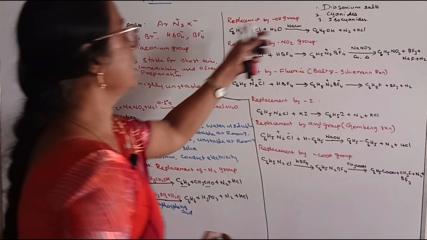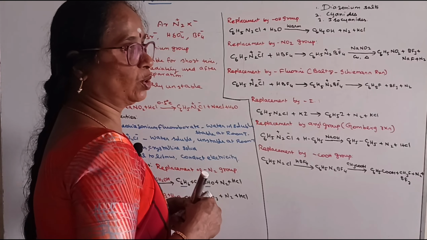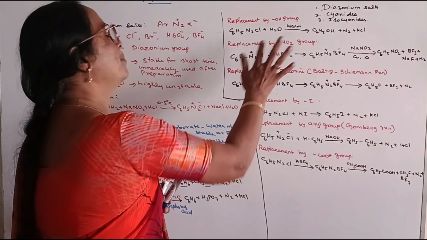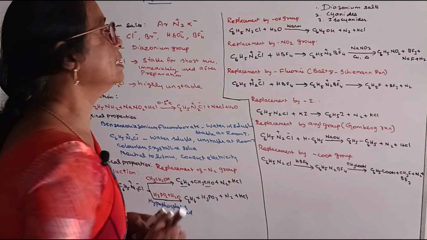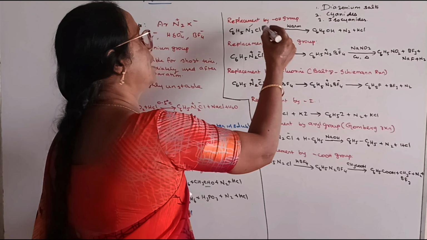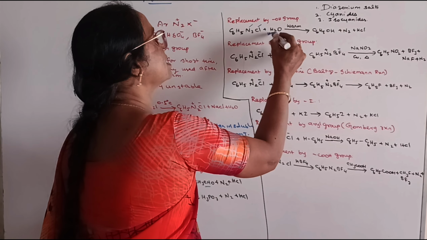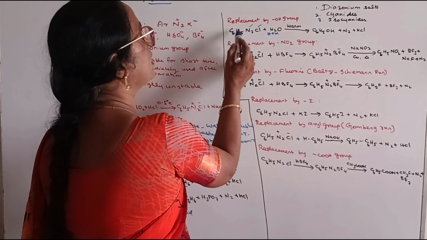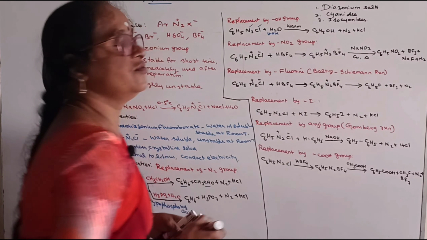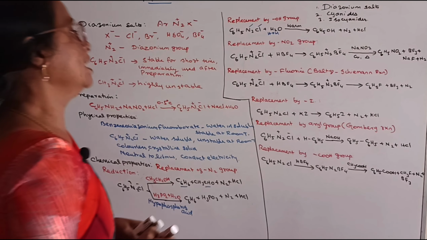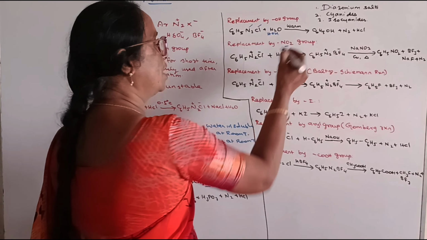The next one, replacement by the OH group. This is done simply by warming with water. The diazonium group will be eliminated, and chlorine will be eliminated as hydrogen chloride, so we get C6H5OH. Phenol is formed.